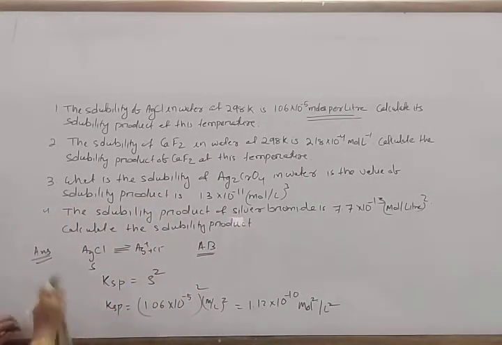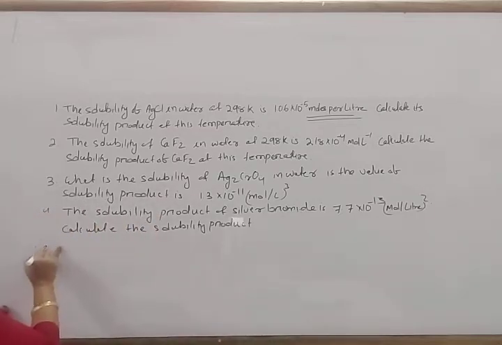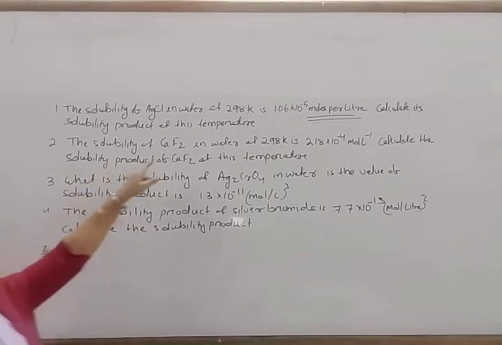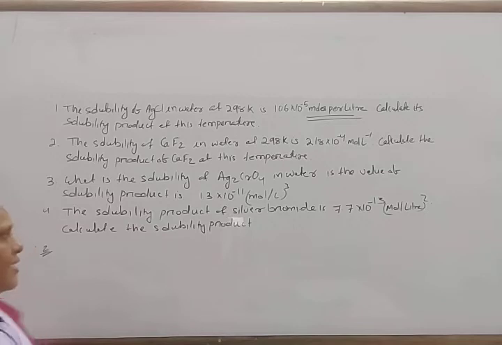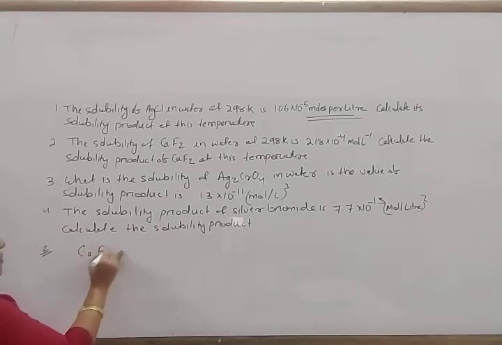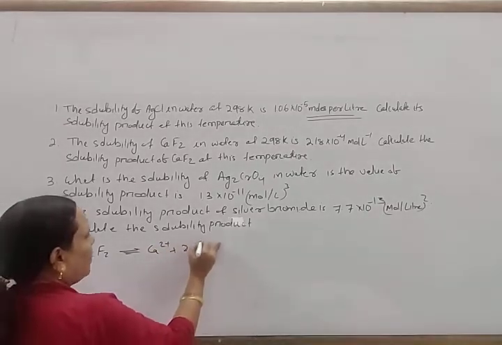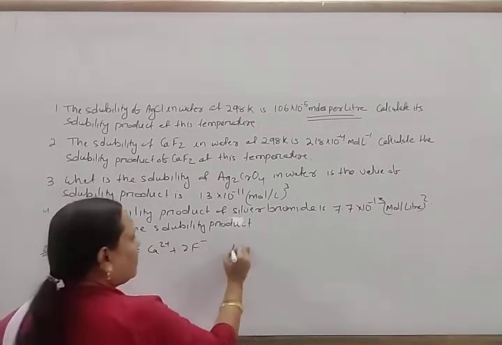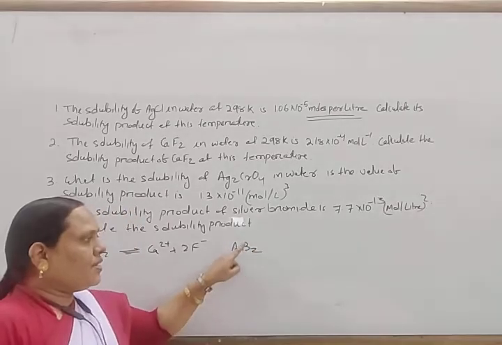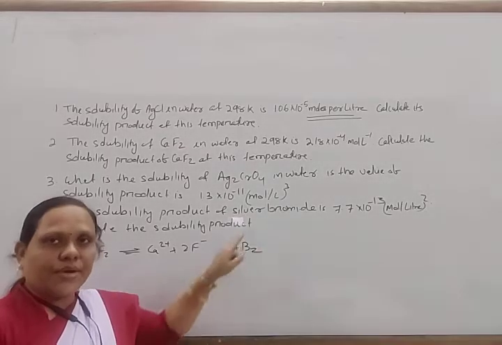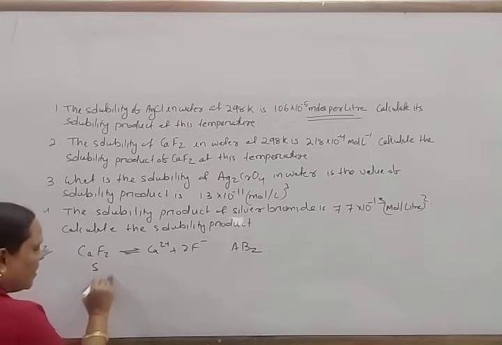Okay. Next, come to question number 2. In question number 2, the solubility of CaF2 in water is given. Same type of question, only the coefficients are different. So CaF2 gives rise to Ca2 plus and 2F minus. So this is a salt of type AB2. That means here coefficient 1, here 2: 1 to the power 1, 2 to the power 2, S to the power 1 plus 2. If the solubility is S, then what is this Ksp?